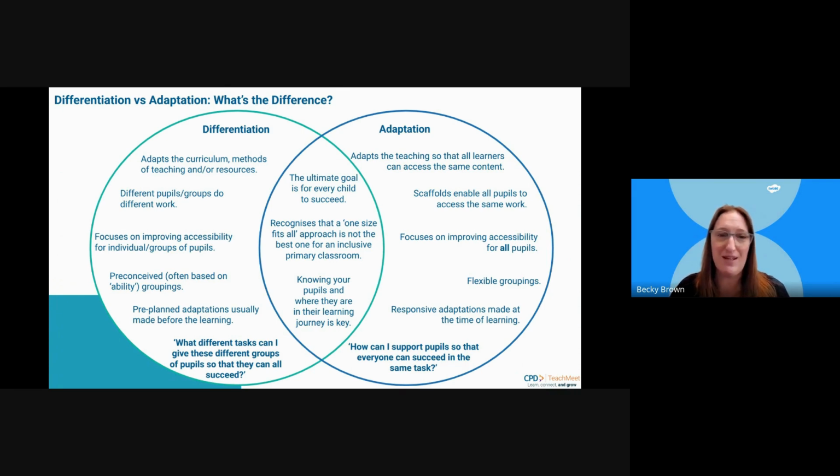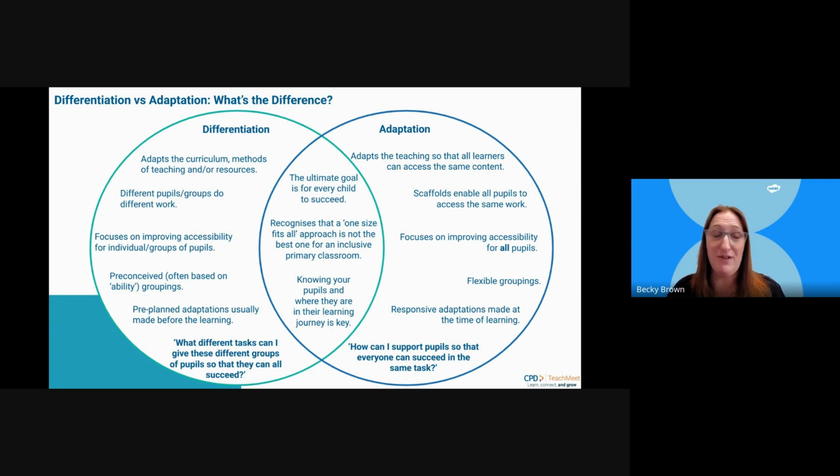A difficult thing, of course, is, like anything in education, terminology is used and it evolves over time, and one person's understanding of a word might be different to another. So this is my interpretation using some evidence based on differentiation and adaptation, but there is no reason why some schools might take a bit of both, and it's all about making it work for you.